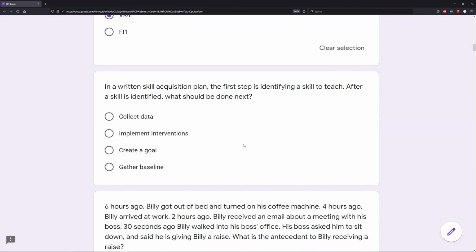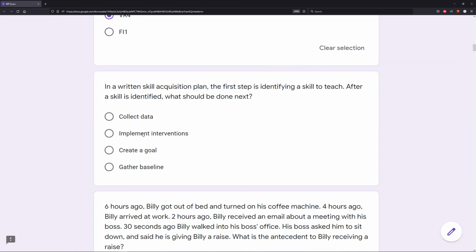Well, don't get ahead of ourselves, right? All we've done is pick the skill. Let's say the skill we picked is tying our shoes. Can we just jump into collecting data? Well, no, we haven't done anything else, right? We have no measurement, we have no goal, we don't have any baseline. The first step is picking that skill. We then have other things afterwards. So collecting data is not going to be second, right? We have other things we need to do first.